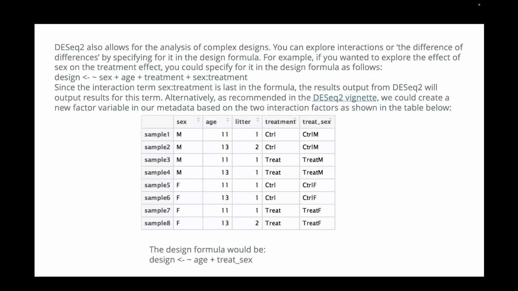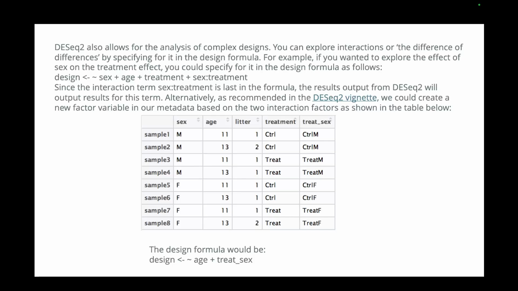It also allows for the analysis of complex designs. You can explore interactions or the difference of differences by specifying it in the design formula. For example, if you want to explore the effect of sex on treatment effect, you could specify it in the design formula. What you are specifying are basically the covariates: sex, age, treatment, and whatever extra you want to give. These are all your covariates that the model will take into account while building the linear model for each gene. Since the interaction term sex by treatment is last in the formula, the results output from DESeq2 will output results for this term.